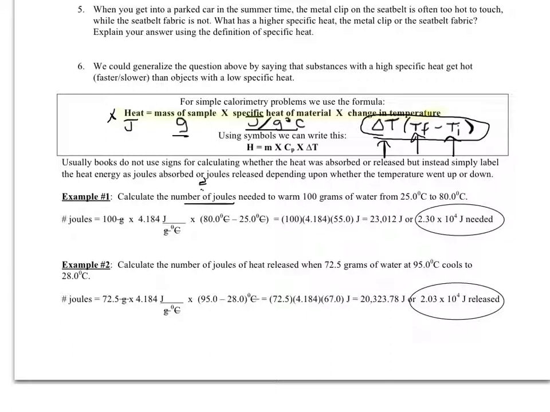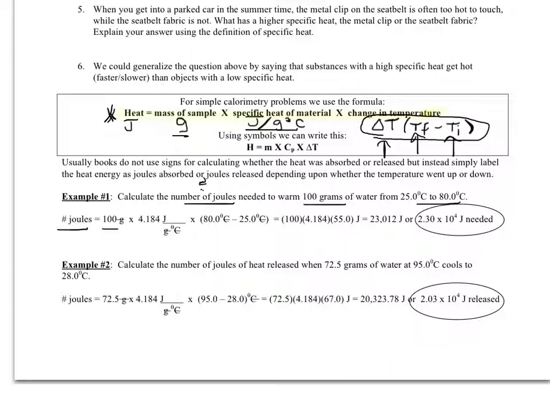That it's going to take to warm 100 grams of water, so that's our mass of the sample, from 25 degrees Celsius to 80 degrees Celsius. So that's our change in temperature right there. So we're just going to plug these numbers into this equation above. We want to know the number of joules, right? In other words, the heat.